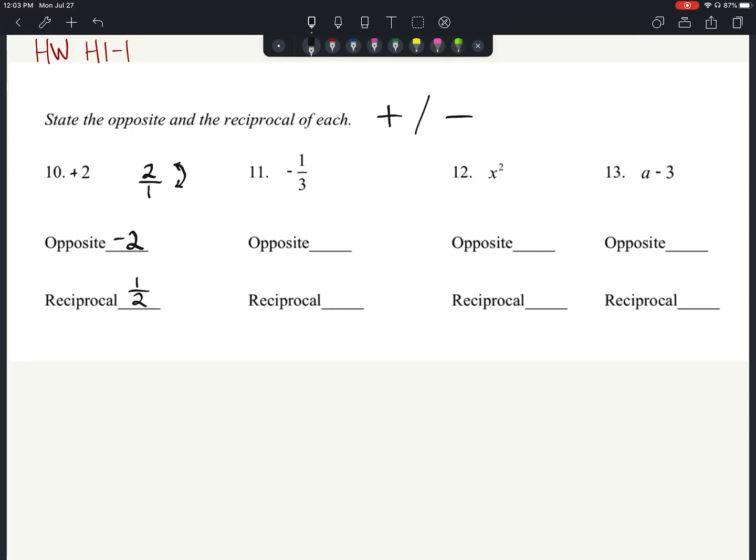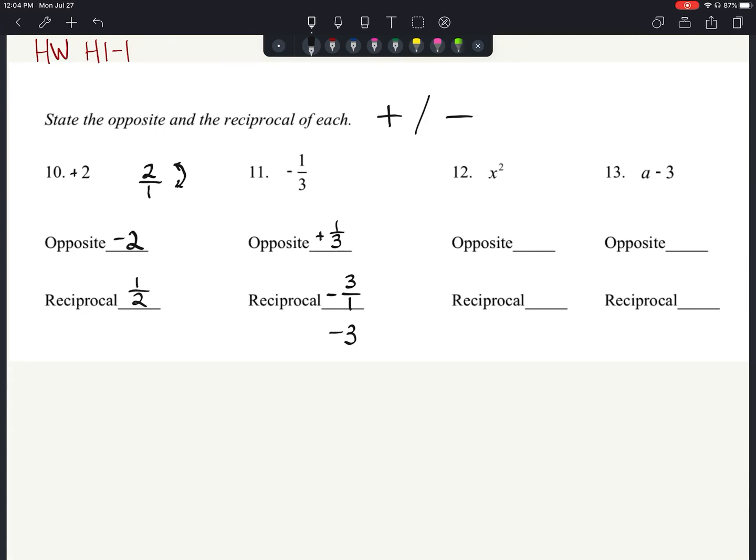Looking at number 11, the opposite of a negative 1/3 would end up being a positive 1/3. And if I was talking about the reciprocal of negative 1/3, it's still negative, but now I need to swap out my numerator and denominator. So I've got 3 on the top and 1 on the bottom. Or we could just write that as negative 3 in its most simplified form.